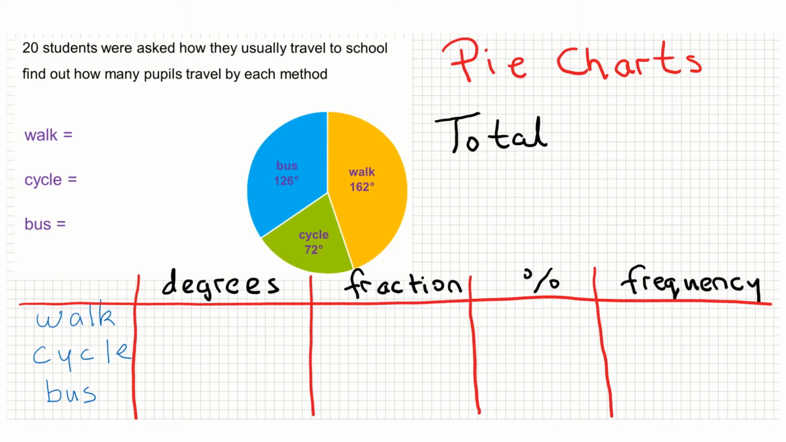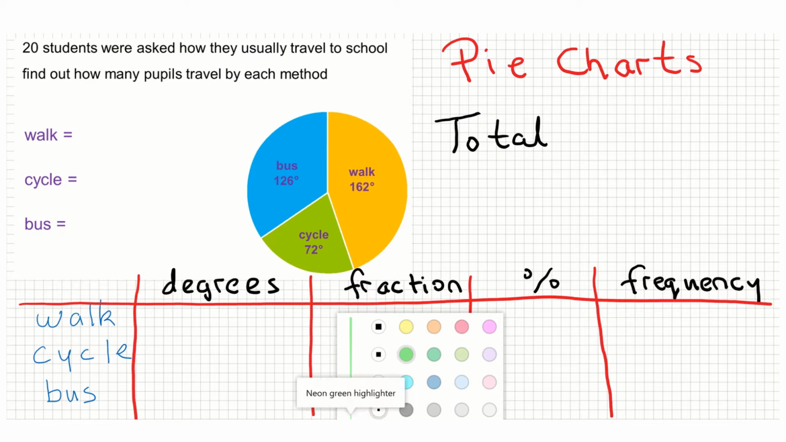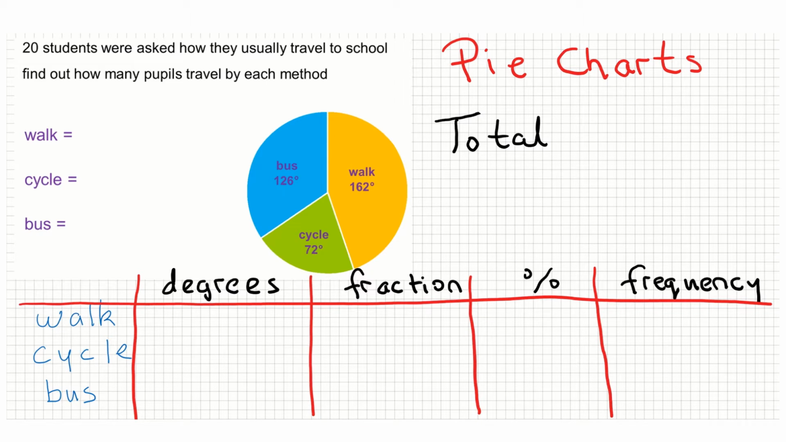Okay guys, today we're going to have a look at interpreting pie charts. So there's a lot of fractions, decimals and so on here. The question says 20 students. I'm going to highlight that because it's going to be very important for our solutions. We're asked how they travel to school, find out how many pupils travel by walking, cycling and the bus.